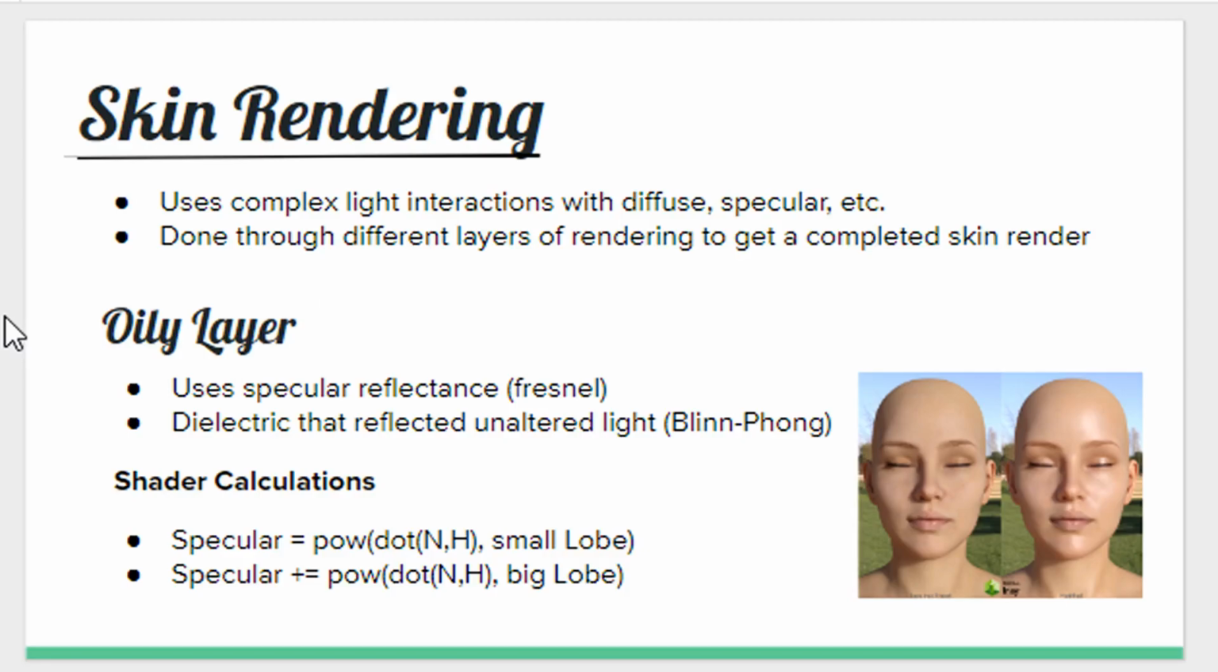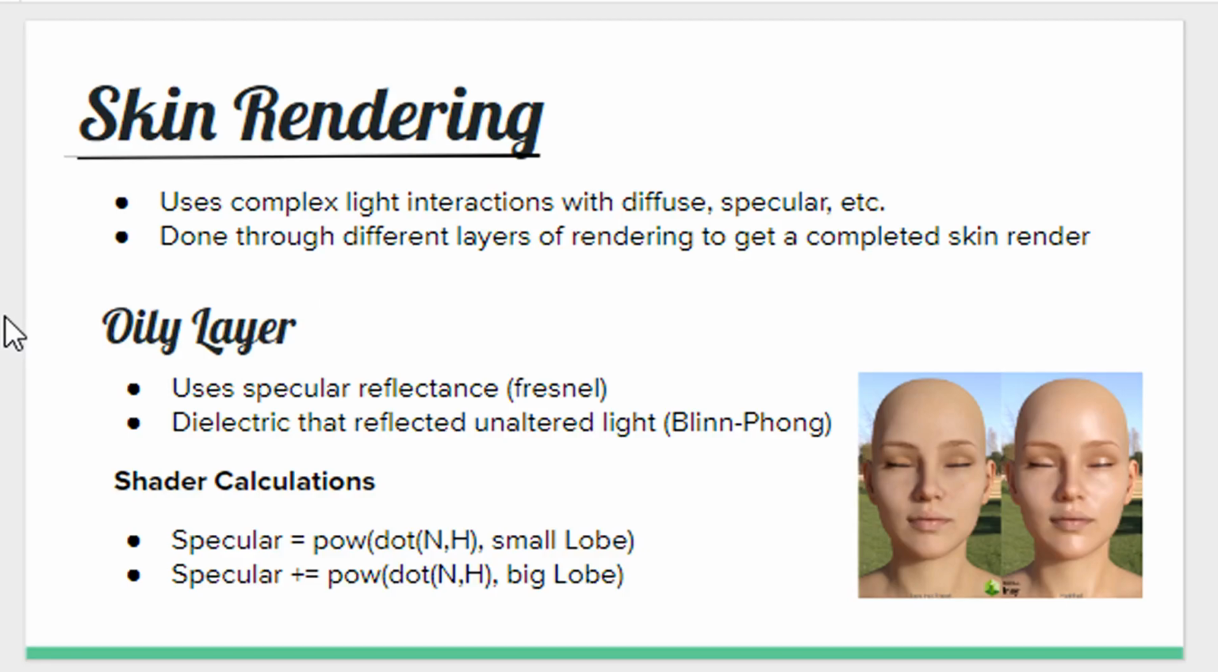So this is done through different layers of rendering in order to get a complete skin render. So you would first have your normal layer of skin, then you can have shadow, then you can have oily layers. Basically, however you would like to layer the look of the face would be how you'd be doing your skin rendering. But predominantly, if we want a more natural look and our skin to look more realistic, the oily layer would use a specular reflectance, and then it's dielectric and reflects unaltered light.